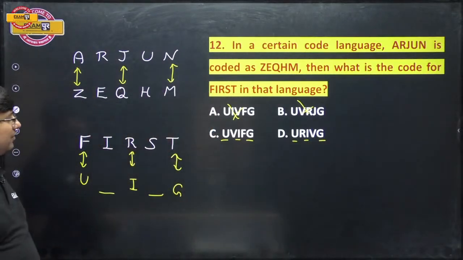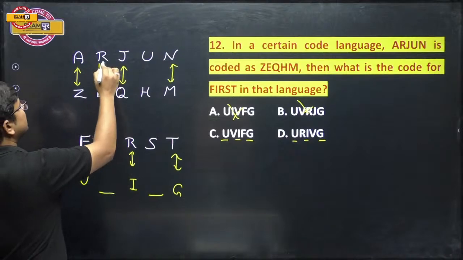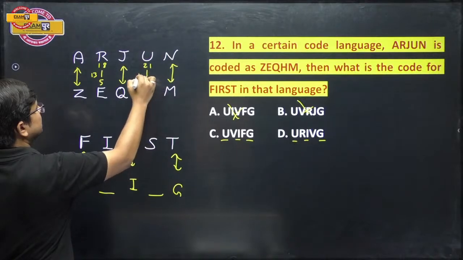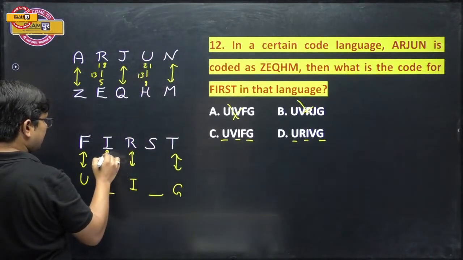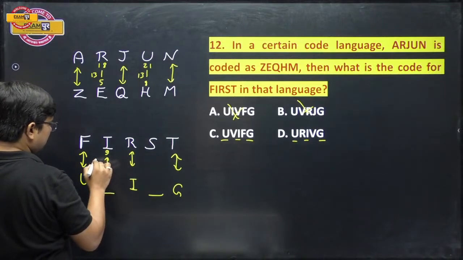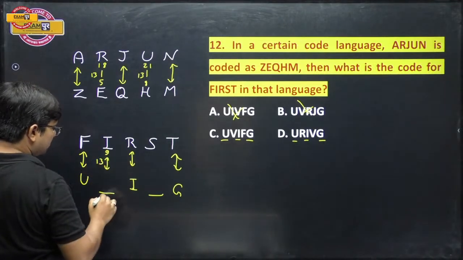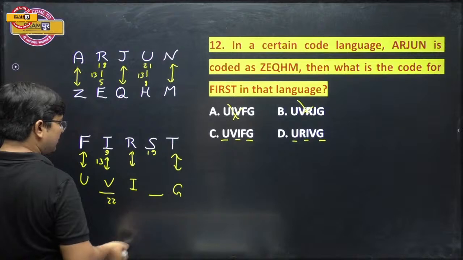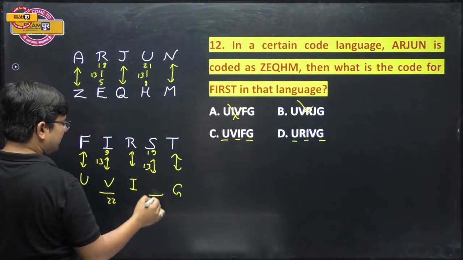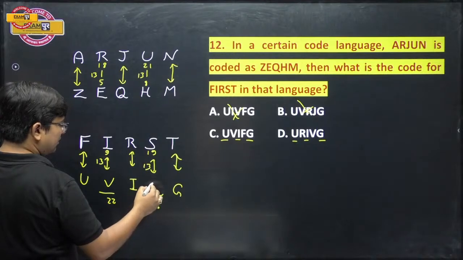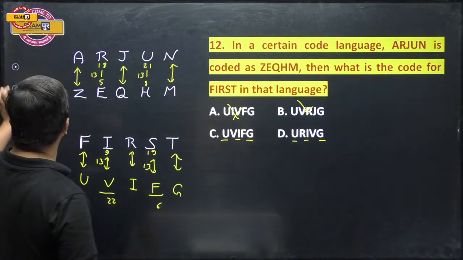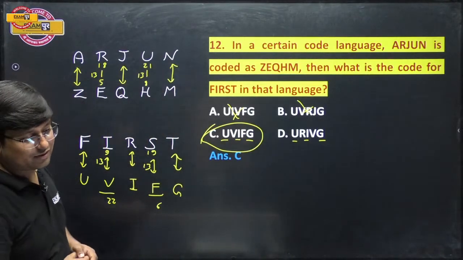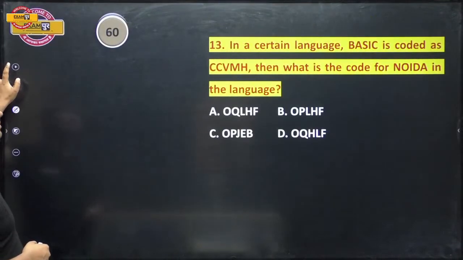Fine, everyone? Fine. Next. Now here R's position 18 and E's position 5. The difference is 13. U's position 21, H's position 8. The difference is 13. I's position 9. But now here we cannot add 13. Here we cannot subtract 13. We will add 13. So we will be getting 22, which is the position of V. And here we cannot add 13, it will exceed 26. So we will subtract 13. It will be 6. And the position is F. UVIFG. Answer is option number C. So this is how we will be solving it. Okay. Next. Quickly, everyone.